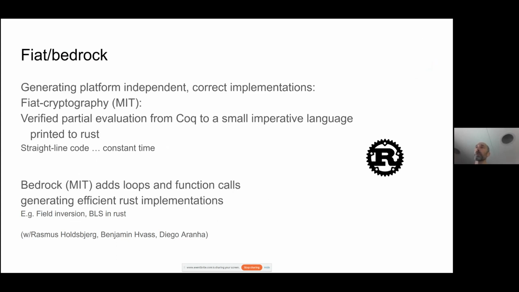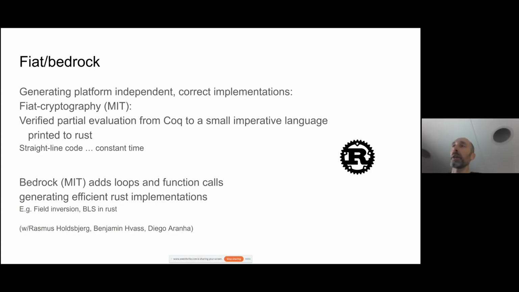You have a small sublanguage in the Coq system that is geared towards finite field operations. And what you can do is then, using partial evaluation, actually make a very fast implementation, a very fast, platform independent and constant time implementation out of this. And you know that this is actually correct because the compiler was verified in Coq.